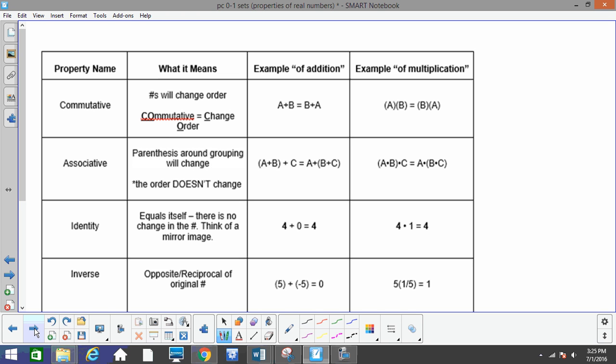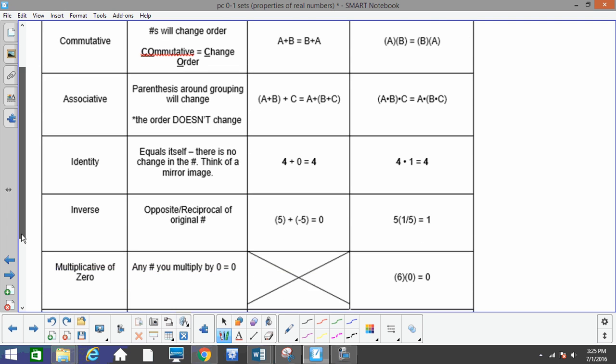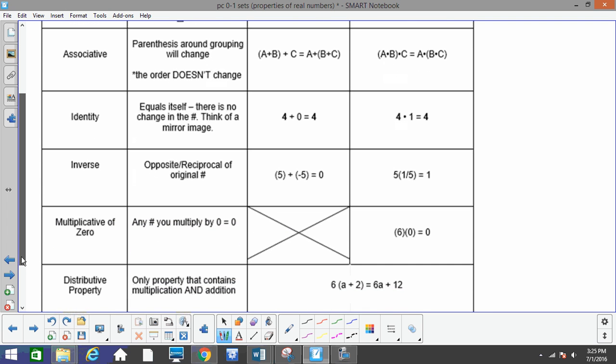Identity, it's going to be equal to itself. There is no change. Inverse, that's the opposite or the reciprocal. When you add inverses, your outcome is 0. When you multiply reciprocals, it's 1. In the multiplicative property of 0, anything you multiply by 0 is 0. And the distributive, whatever's on the outside of the parentheses, you multiply with what's on the inside.